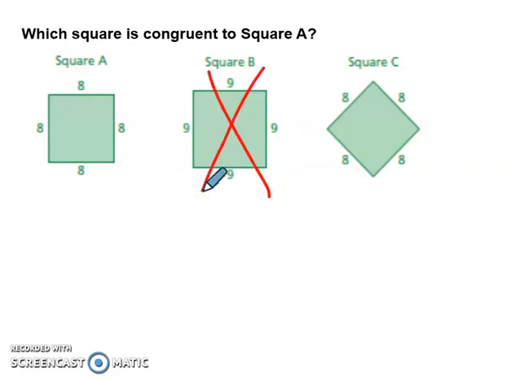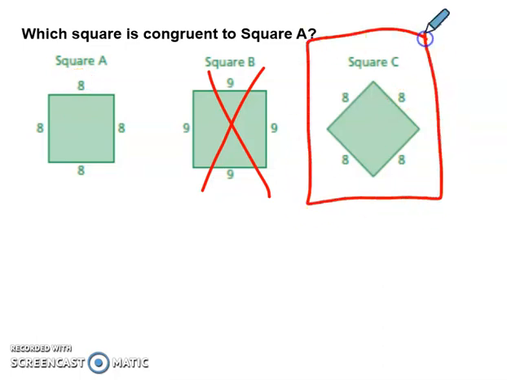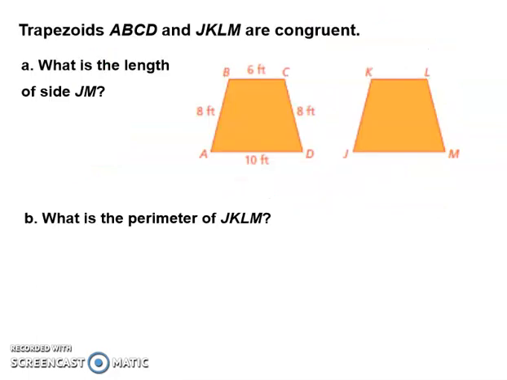Let's just check square C. Square C seems to be turned a little bit, but that's okay because it doesn't change its shape. It just changes the way we're looking at it. Do they have the same angles? Yeah, it's a square. They all have 90-degree angles. And do they have the same side length of 8 and 8? Yes, we do. So we have congruent squares. So square C is going to be congruent to square A.